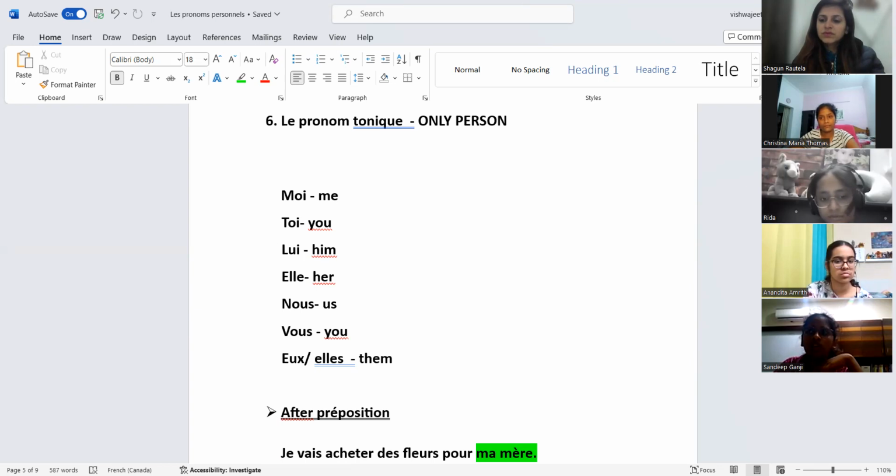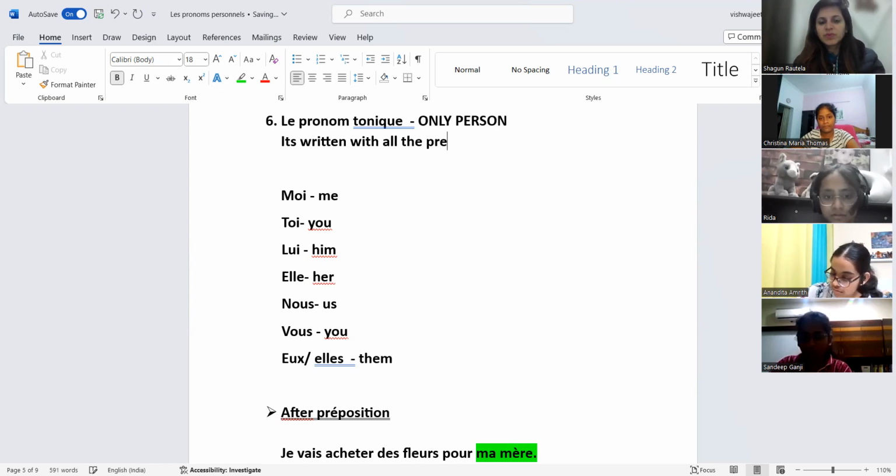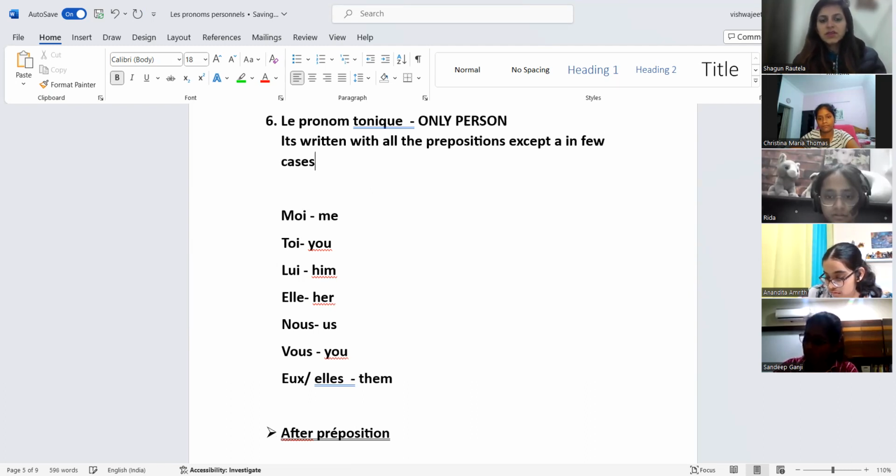Do you know? That are used with people except... Yes, so it replaces all the prepositions. I mean, not replaces, it's written actually. It's written with all the prepositions because the preposition stays there in the tonic pronoun. It's written with all the prepositions except the à ones, in a few cases, which are those cases I'm giving you below.